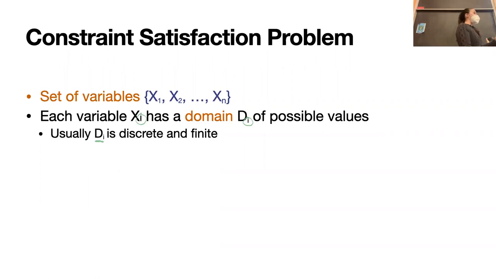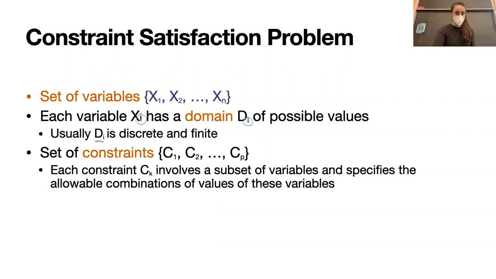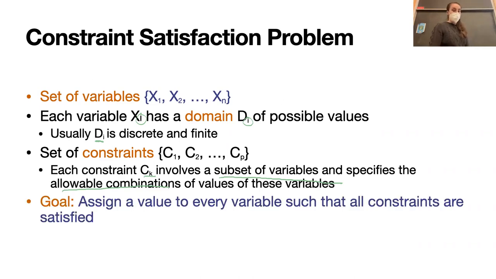Now, for those of you that are maybe more math focused, this should look familiar to some things you've seen before. We also have a set of constraints. So we have constraints C1 through CP, if we have P constraints, and each constraint, each Ck, involves a subset of variables and specifies the allowable combinations of values of these variables. And we have a goal. We are going to assign a value to every variable such that all the constraints are satisfied. If we can't satisfy this, then we fail.